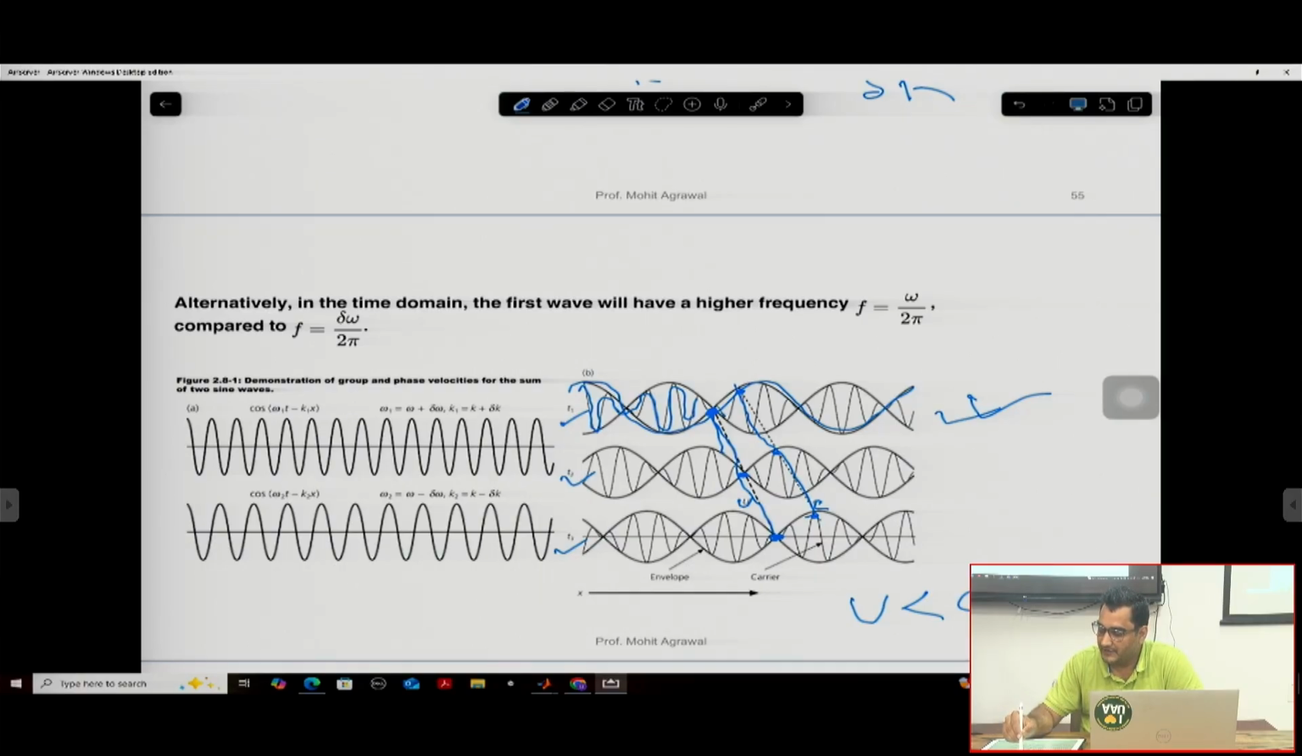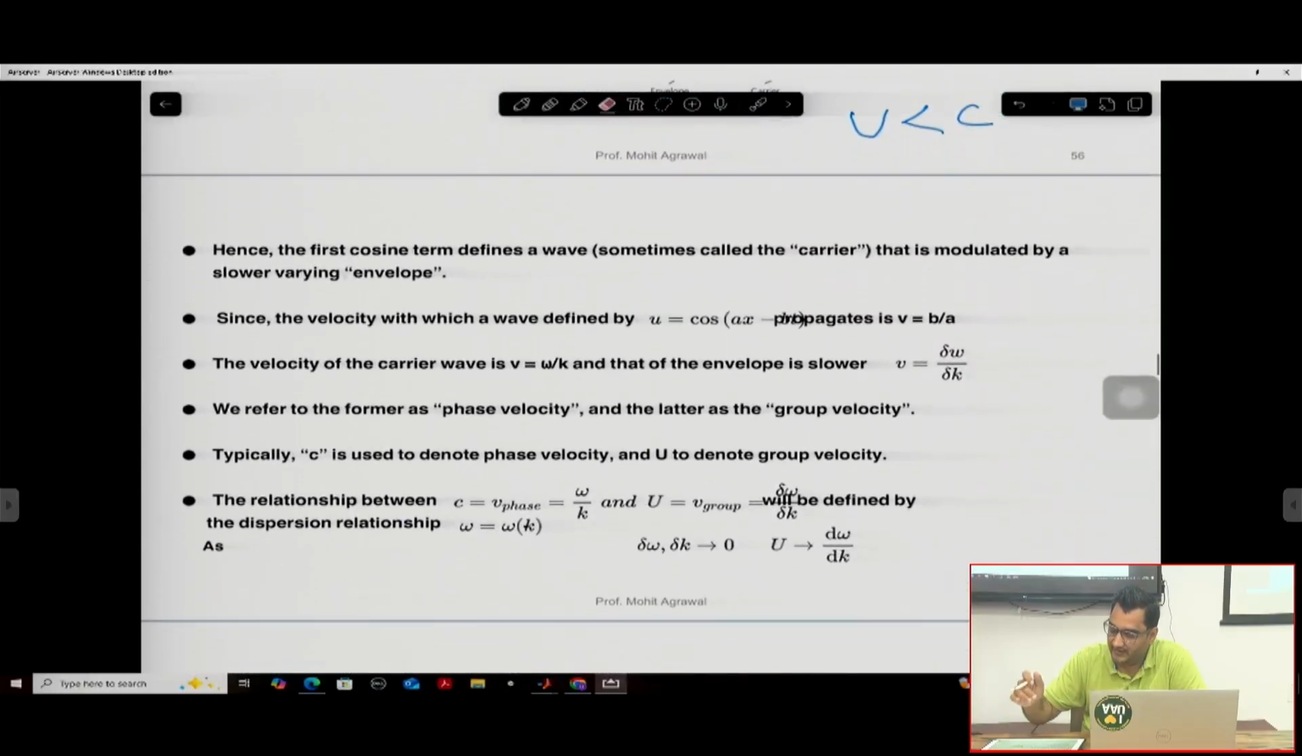Or should I explain it again? Okay, so u is less than c here. What you can see is that there is an envelope wave which is traveling with a smaller velocity than the carrier wave, right? Hence the first cosine term defines a wave, sometimes also called the carrier wave, that is modulated by a slower varying envelope. Okay.